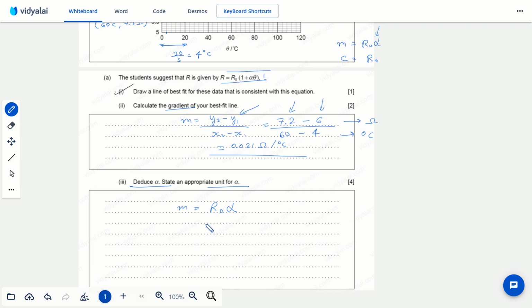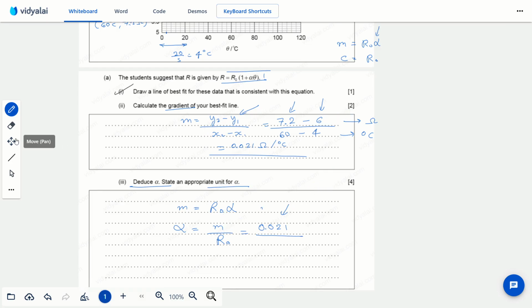So r naught times alpha, and alpha becomes m divided by r naught. So m is already there, 0.021, but instead of taking this approximate value, I'm going to take the exact value that's obtained by calculation. So now the only thing left is to find out what r naught is.